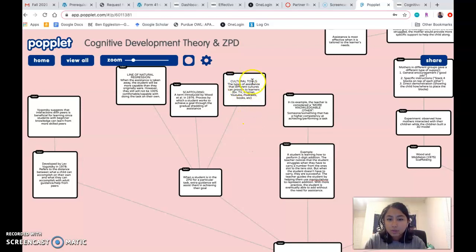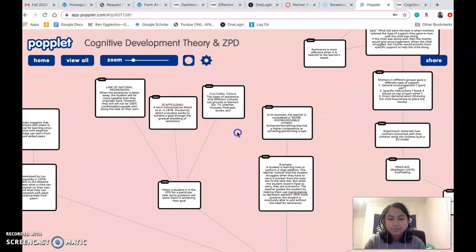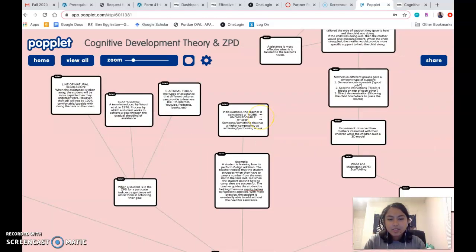Then we have the idea of cultural tools, which are the types of assistance that different cultures can provide to learners. So in this example, the teacher is a cultural tool. The manipulatives that the teacher was able to give the child were a cultural tool. Other examples are TV, the internet, YouTube, podcasts, books, etc. Anything that someone can provide to a learner. And lastly, in this example, the teacher is considered a more knowledgeable other. That's pretty self-explanatory. A more knowledgeable other is someone or something that has a higher competency at achieving or performing a task.